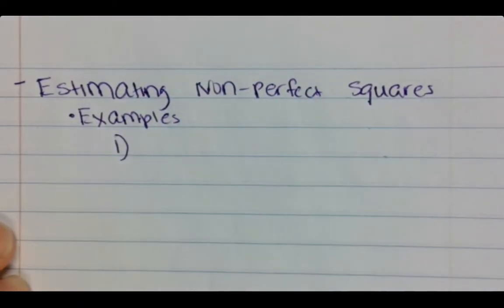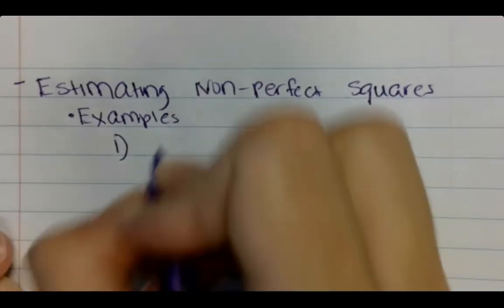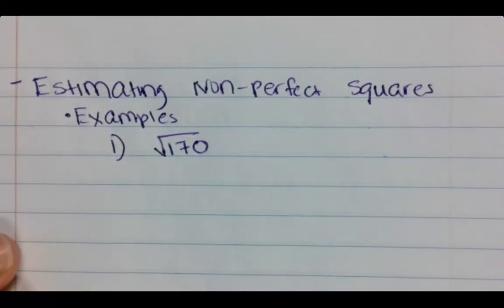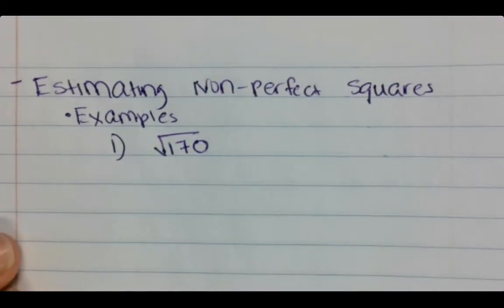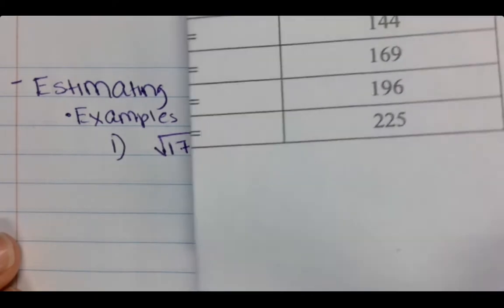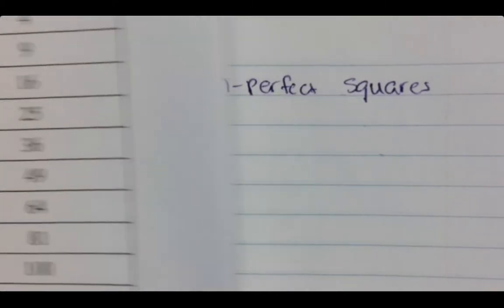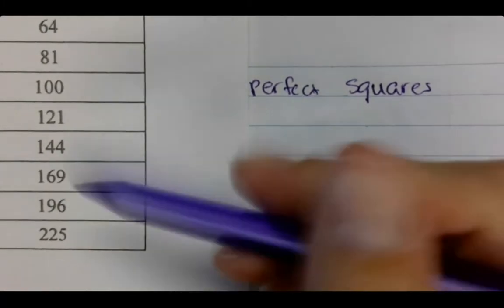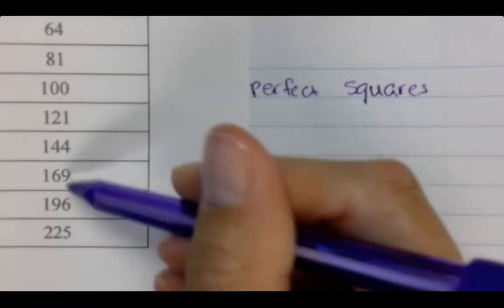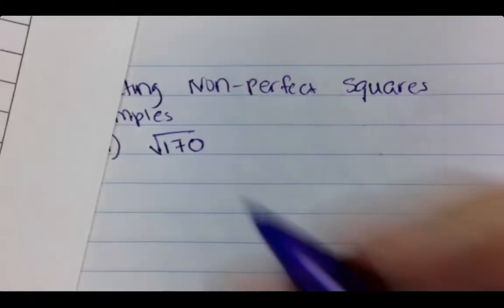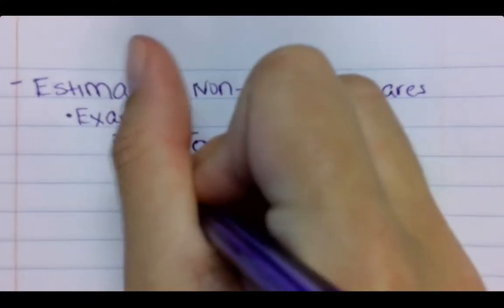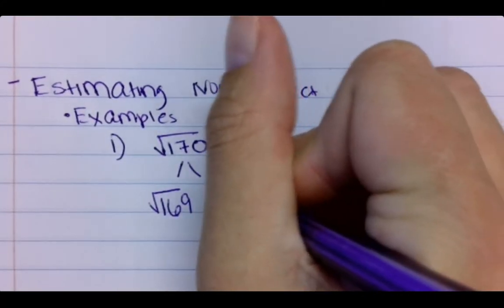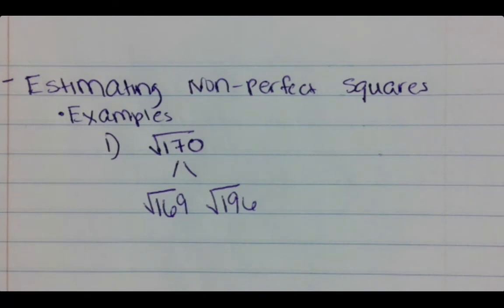Okay, so example number 1, straight up examples now. If we look at the square root of 170, all right? So again, find it on our list. It's going to be somewhere down here, right? So it's going to be between 169 and 196. Always put your smaller one on the left, right? And 196 is the bigger one.